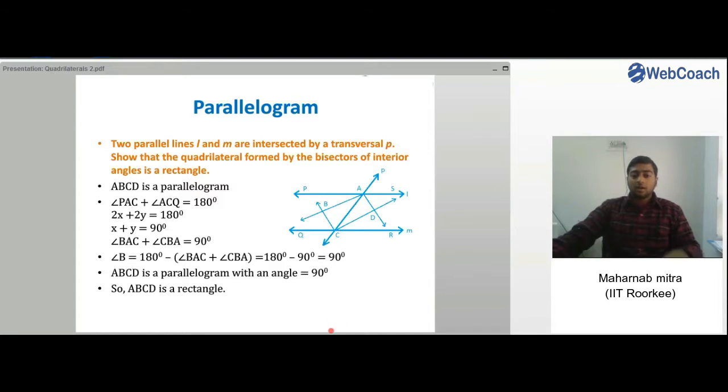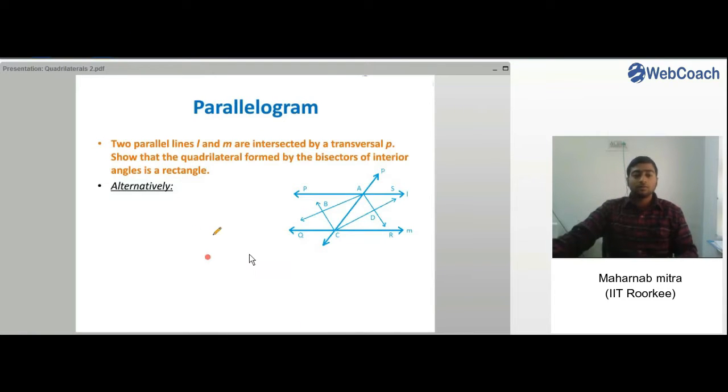And also there is an alternative method to find out. Let's look at it. Alternatively, in a similar way, you can find out that this angle is 90 degrees, right?